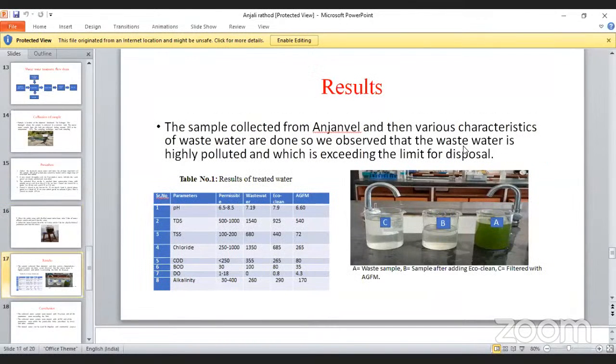Result. Here is the comparison between wastewater after adding EcoClean and filtered through AGFM. We observe that the wastewater is highly polluted and exceeds the limit for disposal.